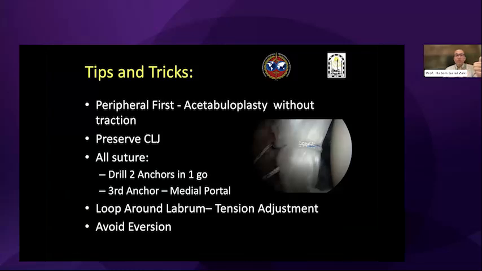So it's important to do peripheral first. We do acetabuloplasty without the traction to minimize the traction time. And the chondrolabral junction, again, as we mentioned, in summary, we preserve that. We don't remove that anymore.